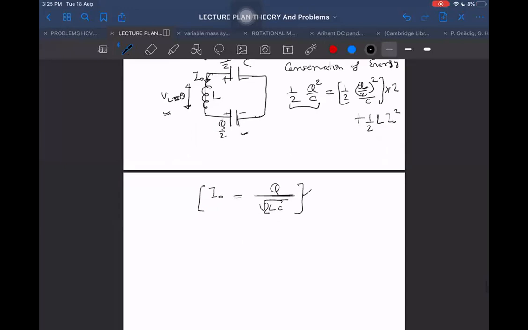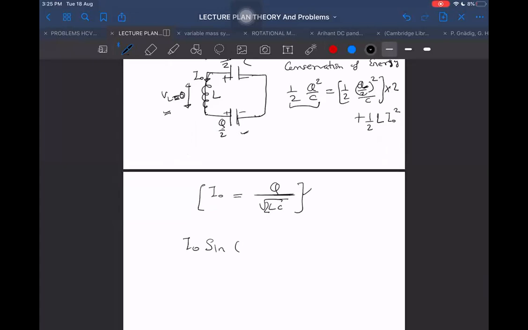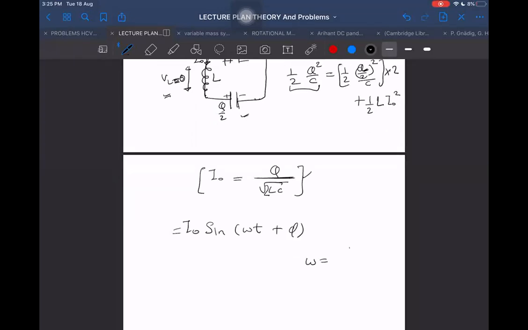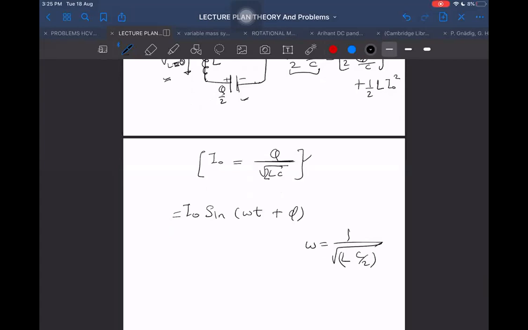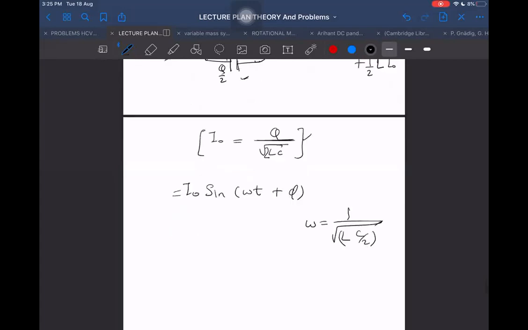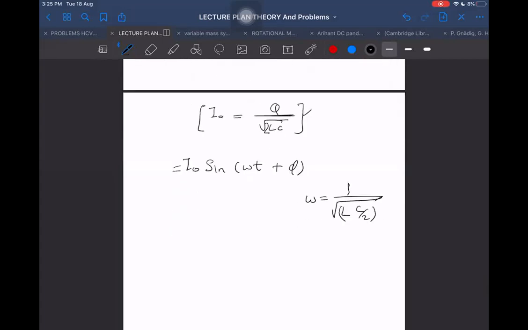Now, can you tell me what will be the equation of it? I know the equation is in the form of I naught sine (omega t plus phi). What is omega here? Tell me what is omega. 1 by root of LC? No, not LC this time. Series effective capacitance, LC by 2. We have to take the effective capacitance only, because it has two capacitors. So total capacitance is C by 2.